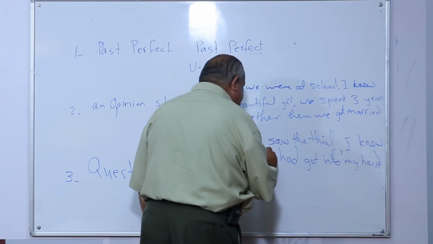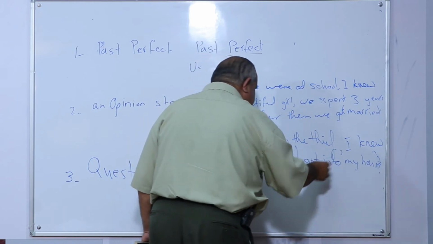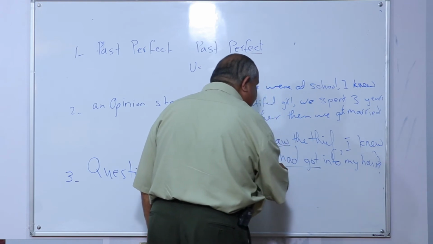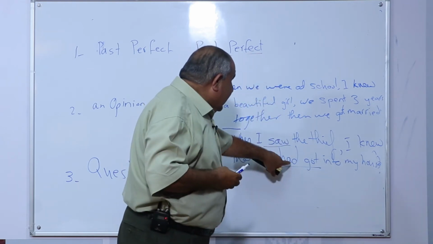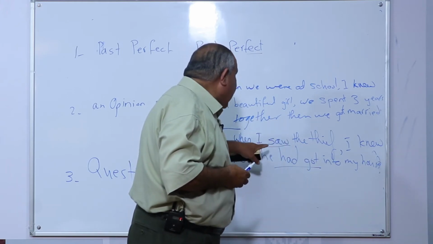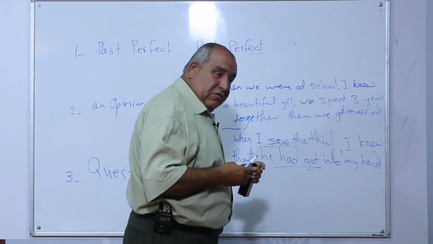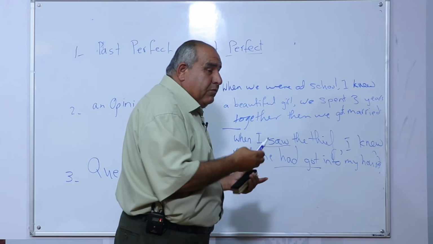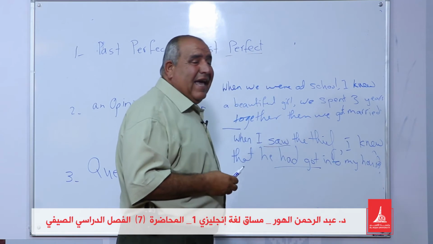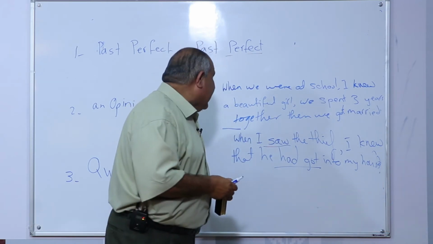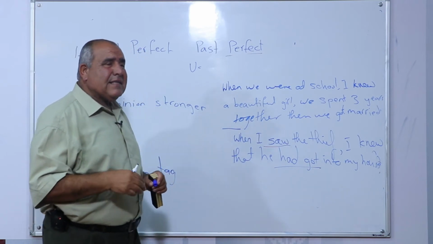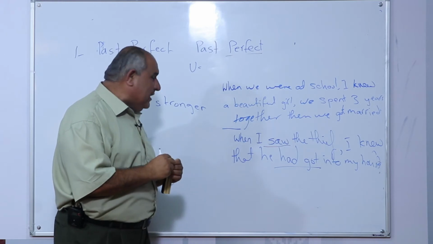Look here now. Seeing the thief, then the thief had got into my house. The past simple is used to show that getting into the house was prior in time to seeing the thief, which means that the thief maybe was caught by the police, and then I knew that before that he had got into my house. And this is the second use of the past perfect. The past simple tense tells us about a chronological order of actions in the past.